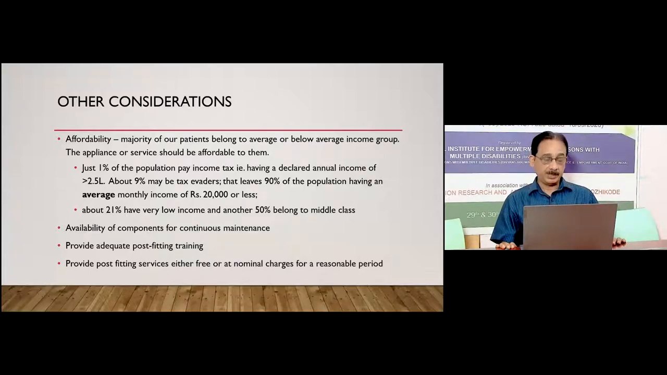That means they have an average income of probably less than 20,000 rupees per month. Suppose there is only one earning member in a family of four. That means the 20,000 rupees is just sufficient for their food expense. Around 21% of the Indian population are supposed to be in a very low income group, and around 50% belong to the middle income group. So it leaves only some 20-30% of people who will be able to afford a costly appliance. So we always have to consider this when we prescribe something.